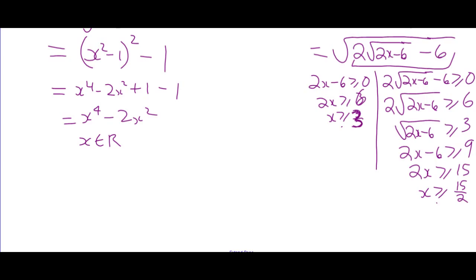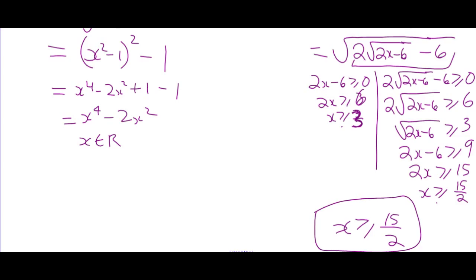What's 15 over 2? It's like 7.5. So x has to be greater than or equal to 3, and at the same time, it also has to be greater than or equal to 7.5. So we just say what? 7. Yeah, we just say the more restrictive, right? X is greater than or equal to 15/2. So you want the most restrictive domain.